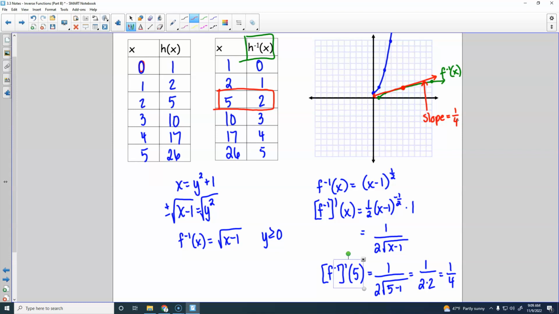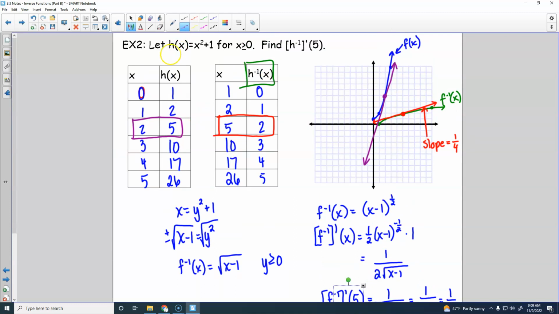Now, let's relate this to the original function. Okay, (5, 2). What point does it correspond to on the original function? (2, 5), right? So (2, 5) is right here. And if I think of the slope of this line on the original function, I'm just noting this, h prime of x would be 2x.